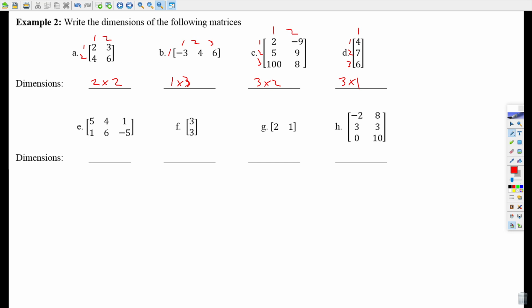You keep going through the rest of them. I'm sure you can figure it out, hopefully without even actually labeling them. There's 2 rows, 3 columns, so it's a 2 by 3. 2 rows, 1 column, 2 by 1. 1 row, 2 columns, 1 by 2. And then we have 3 rows, 2 columns, 3 by 2. So you can have any kind of combination of rows and columns, and you just put the x in between them, and that's how you read it. And again, they have the hooks on the edges.